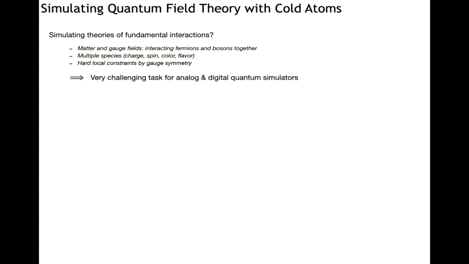Now, this is a very, very difficult problem. Unlike condensed matter physics, where I showed you that there is a more or less direct analogy between the kind of Hamiltonians you can realize in quantum simulators and the kind of Hamiltonians you would like to realize, right?